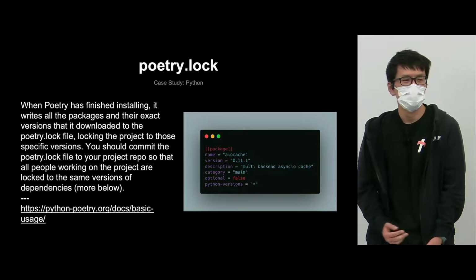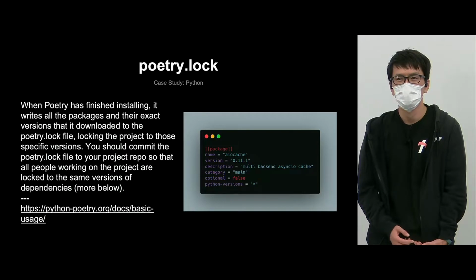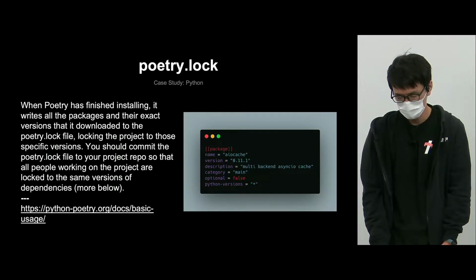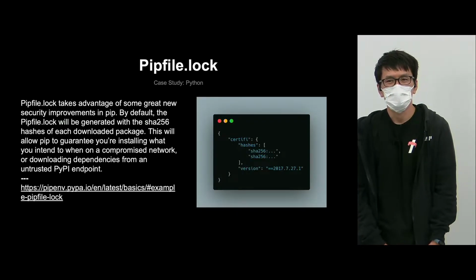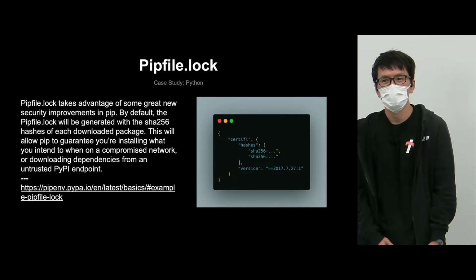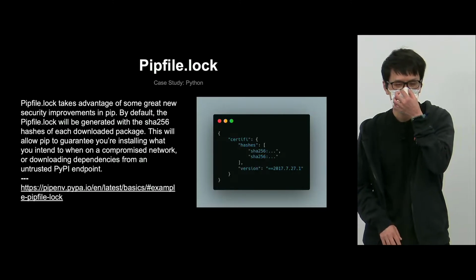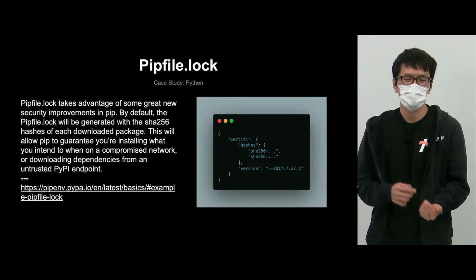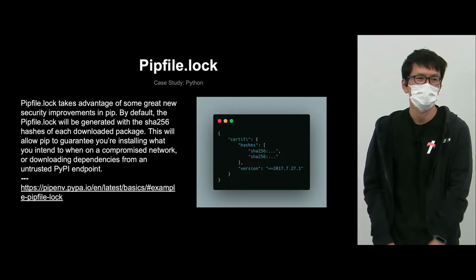This one is Poetry's lock file. It uses TOML format to define requirements. And this one is pipenv. Pipenv uses Pipfile.lock. It uses JSON to define requirements. Anyway, you can get a list of components in a Python application by parsing those lock files.